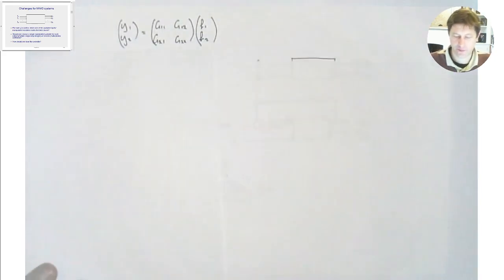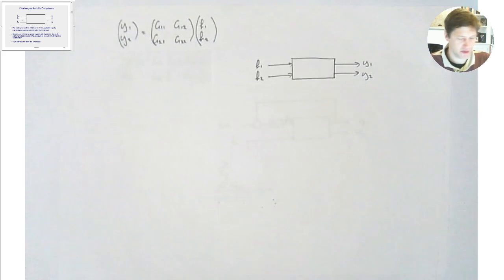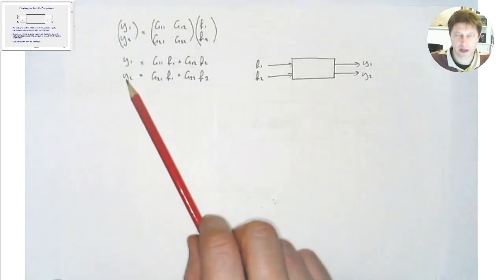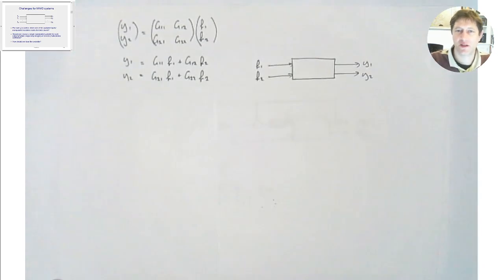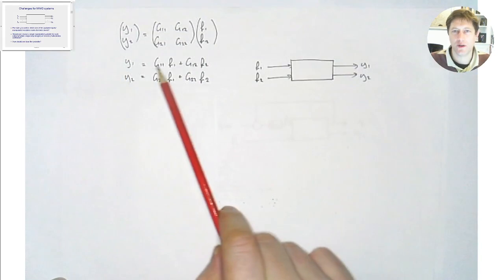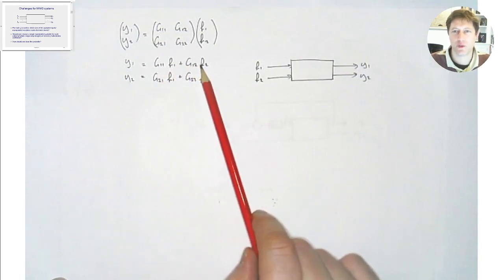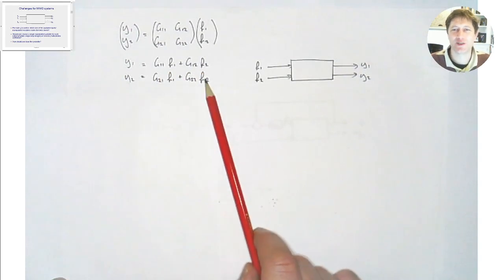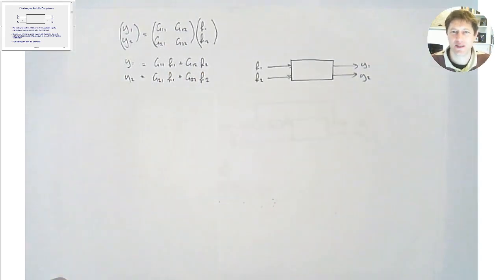So that's the system we're looking at. 2 inputs and 2 outputs. Okay, that's all straightforward. And we could write out those equations in full like that instead. So y1 is equal to g11 f1 + g12 f2, and y2 is equal to g21 f1 + g22 f2. Okay, you know that already.